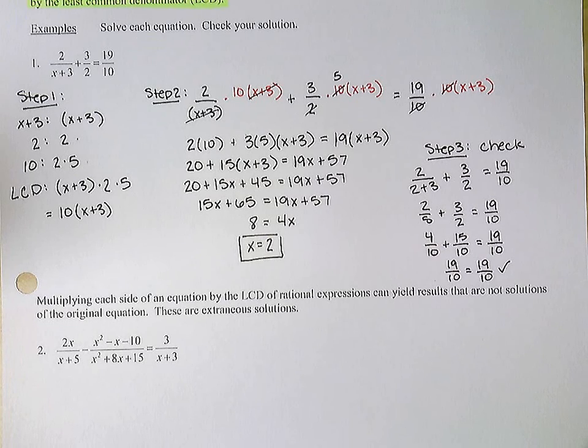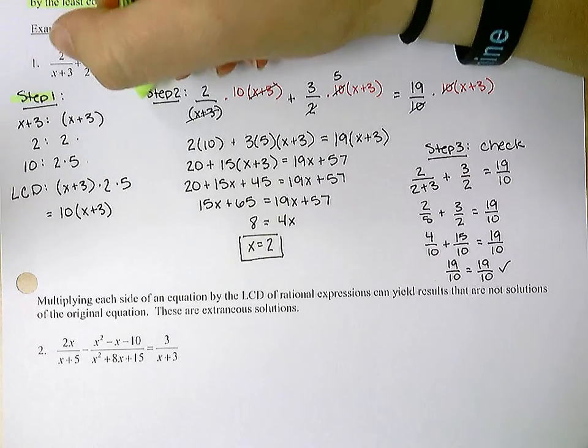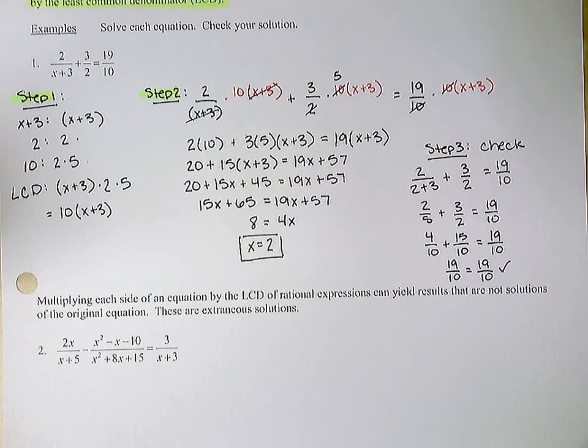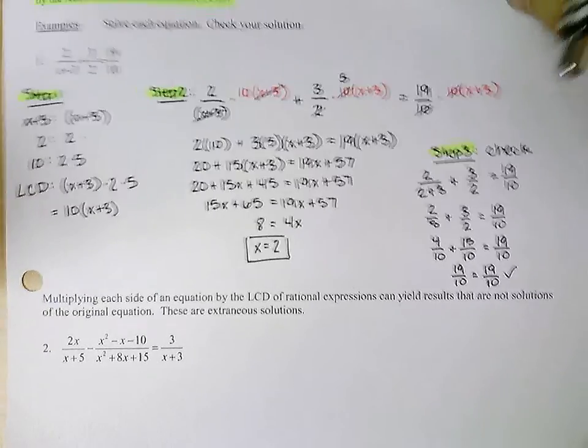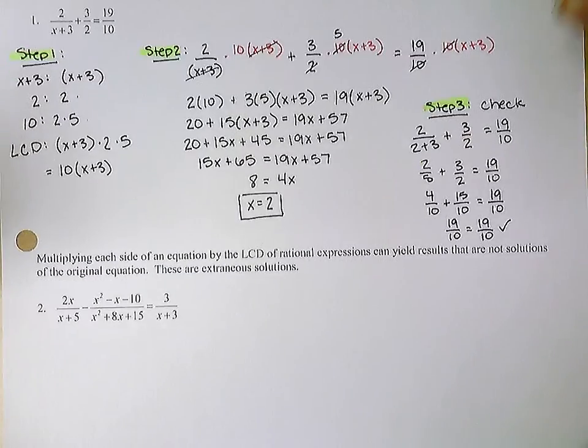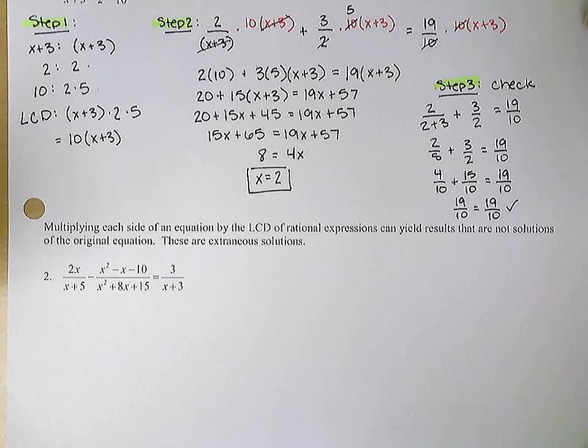So these are your different steps. Step 1 is to find your least common denominator. Step 2 is to solve using that least common denominator. And step 3 is to check your answer. Questions? Not so bad? All right, then, do we got that? Are we good?